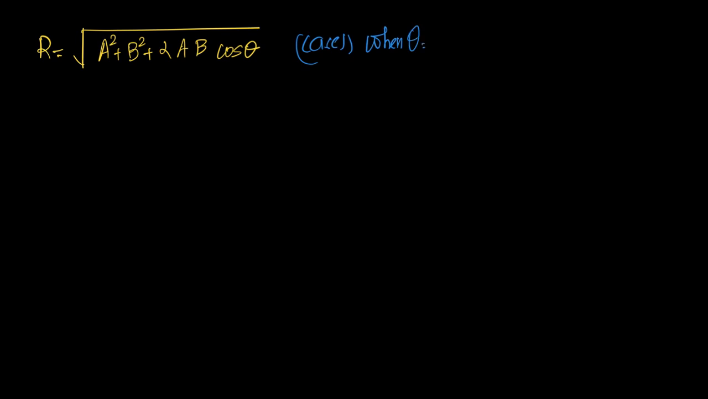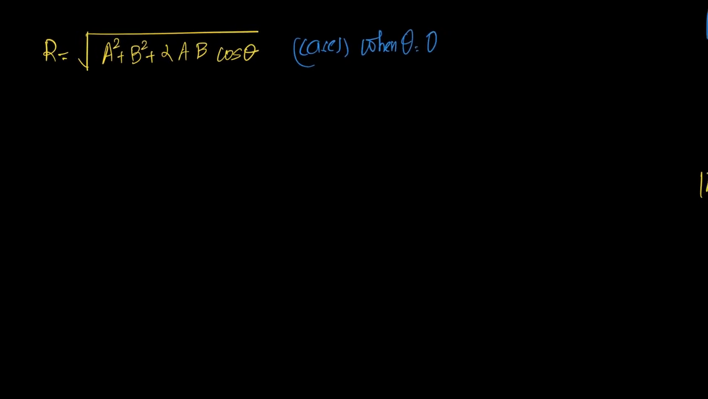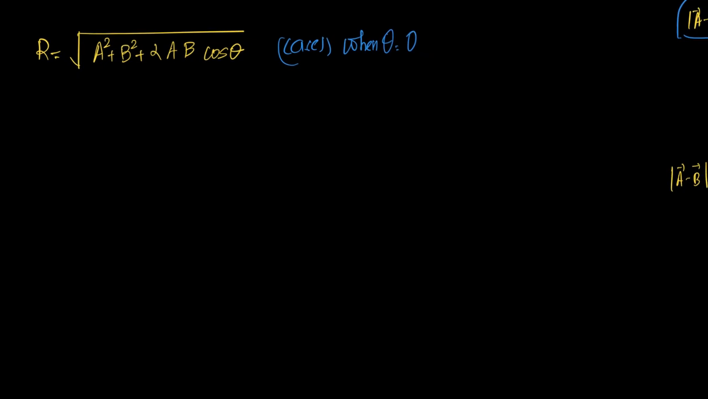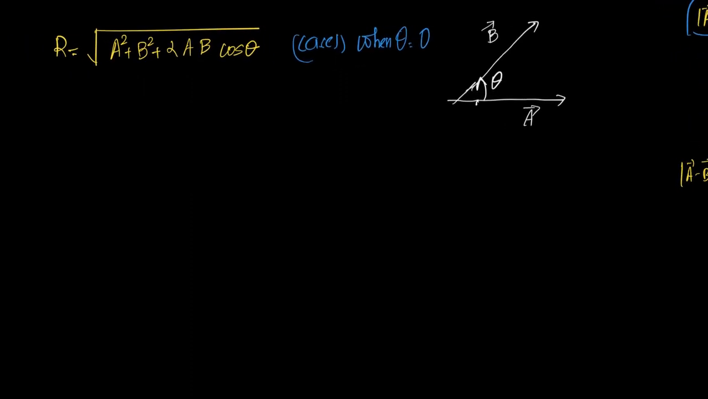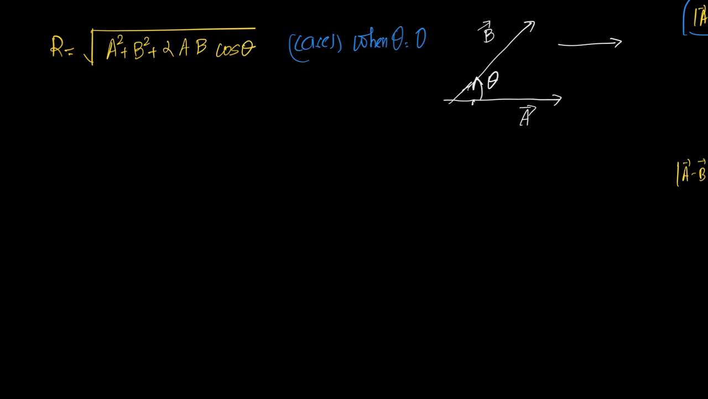So we got case 1, when theta is equal to 0. So when I say theta is equal to 0, what does it mean? It means that we got 2 vectors here, vector a and vector b, and this theta represents the angle between them. So when we say theta is 0, what does it imply? It implies geometrically that if this is vector a, then vector b might be something like this, right? The angle between them is 0.